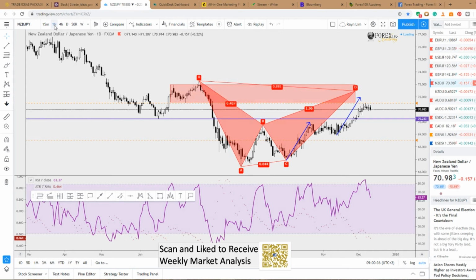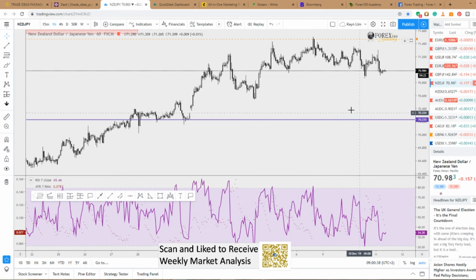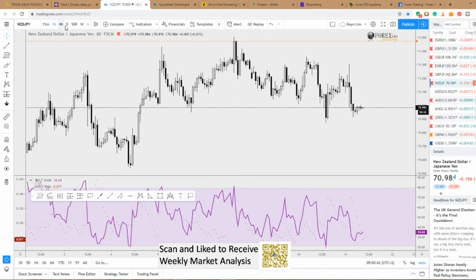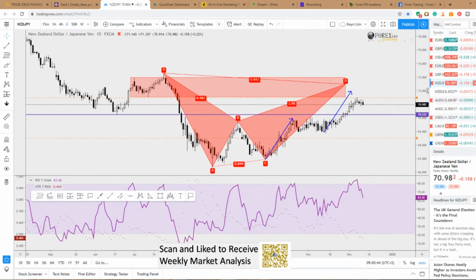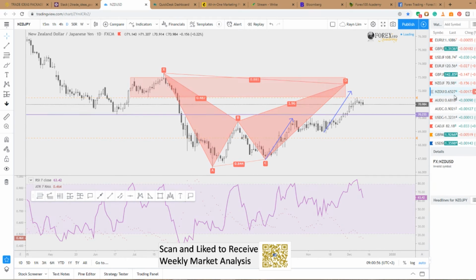All right, 1 hour chart, nothing much over here right now. So New Zealand yen, waiting to short at a much higher price, 72.47. So for my graduates who are saying that there's no bad pattern, actually there's quite a fair bit of bad pattern. There's quite a lot of bad pattern in fact for trading opportunity.